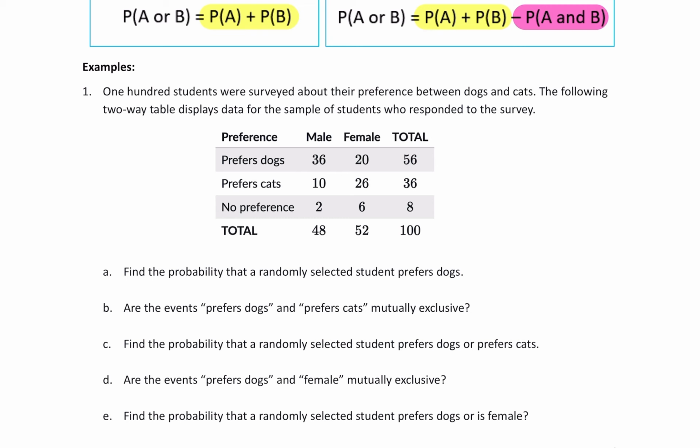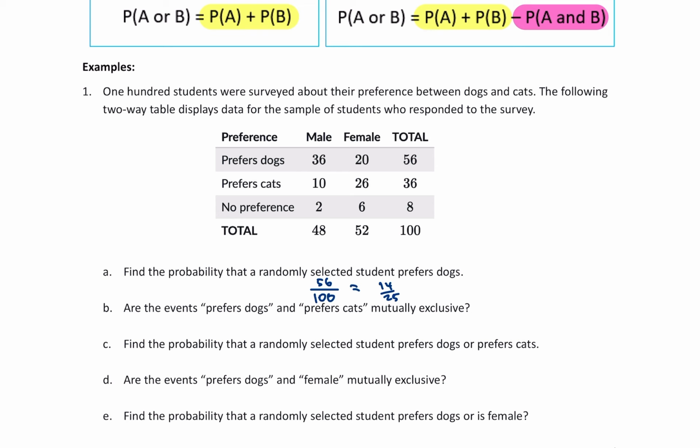Part A says find the probability that a randomly selected student prefers dogs. Well, this is straight from 6.4, we're just finding a probability. So I'm going to look up here at my table. Prefers dogs. How many total do I have that prefer dogs? I've got 56. So that is going to be my top number for my probability, 56. I'm going to put that over my sample size, my total number of 100, the 100 students that were asked. So my probability is 56 over 100, or if we reduce that, 14 over 25.